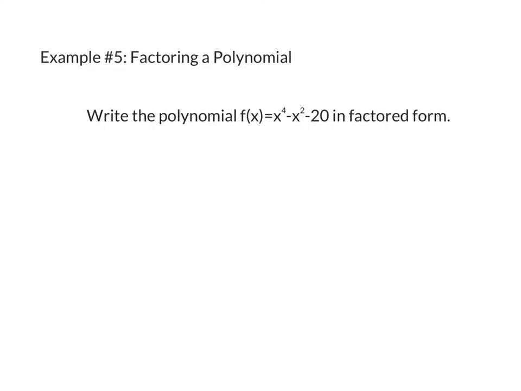In example 5, we are asked to write the polynomial f of x equals x to the fourth minus x squared minus 20 in factored form. On this one, we can't necessarily just start the problem. We could, with a graphing calculator, get an idea of some of these zeros, but what you're going to find is that these zeros are not whole numbers. We'll get some really terrible decimals. And specifically, they want us to find all of the factors. So we will do a different procedure. We're going to use the substitution method.